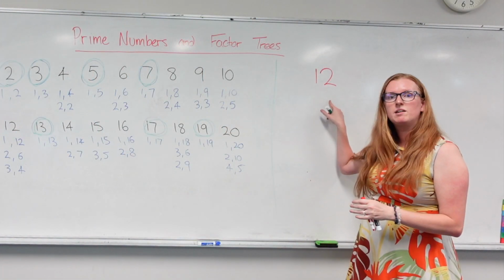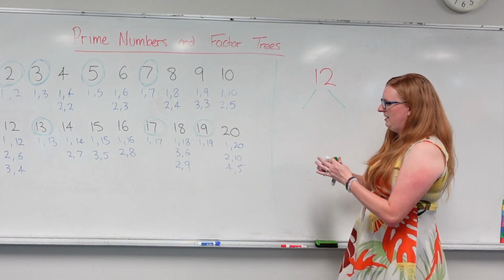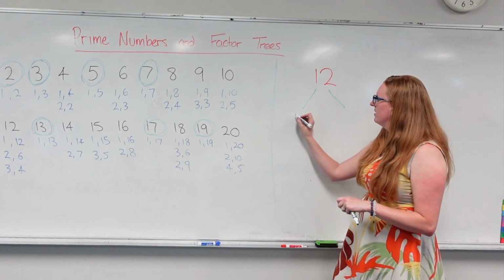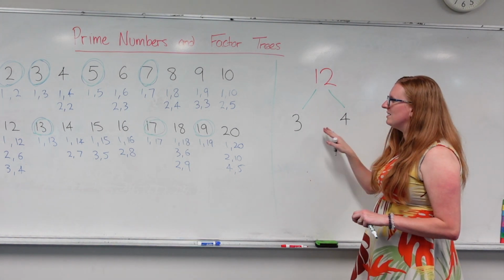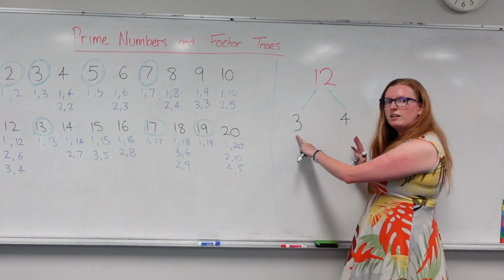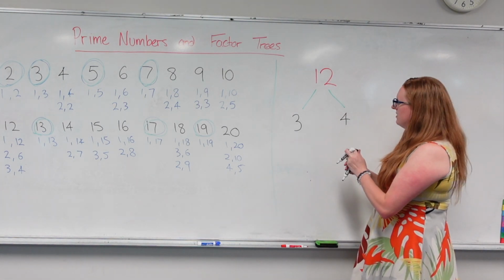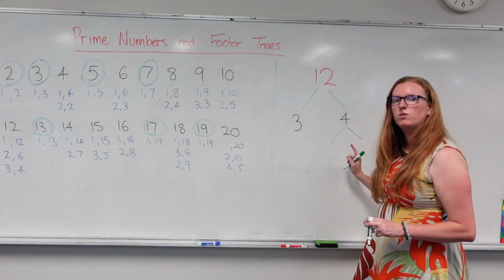So off my number at the top, I'm going to draw 2 little branches, and I write whatever the factors are. So I picked 3 times 4. Now, once I hit a prime number, I stop. Now 3 is prime, so I can't go any further, but 4 is not prime, so I'm going to keep going. So I've got down to 4, and I'm going to draw 2 branches coming off my 4.